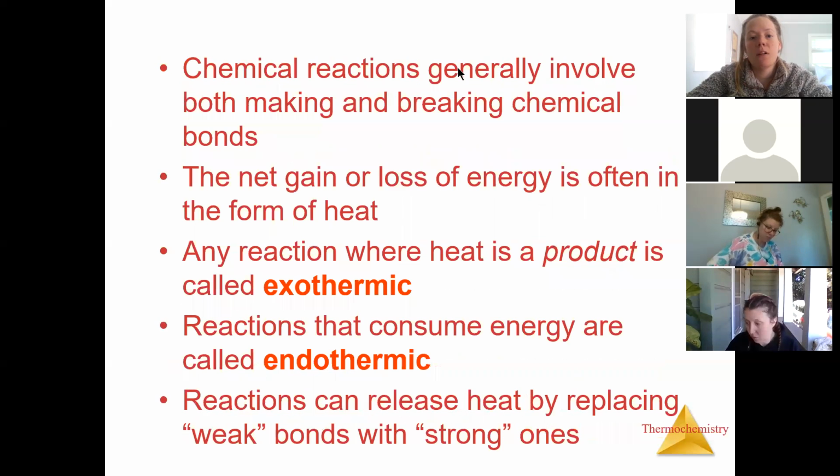When we're dealing with a chemical reaction, we generally are making and breaking bonds. If there is any heat gained or lost, or any energy gained or lost in a chemical reaction, it usually comes out in the form of heat. Sometimes we do see a change in energy with the release of, say, light, like when we burn magnesium, it glows really bright, but a lot of times it'll be heat that we see. So any reaction where we're producing heat is exothermic, right?